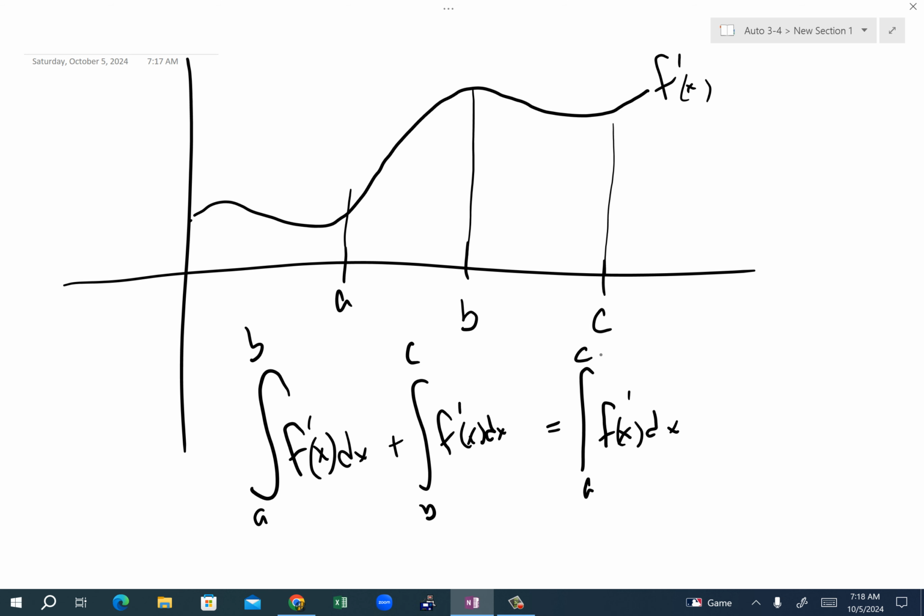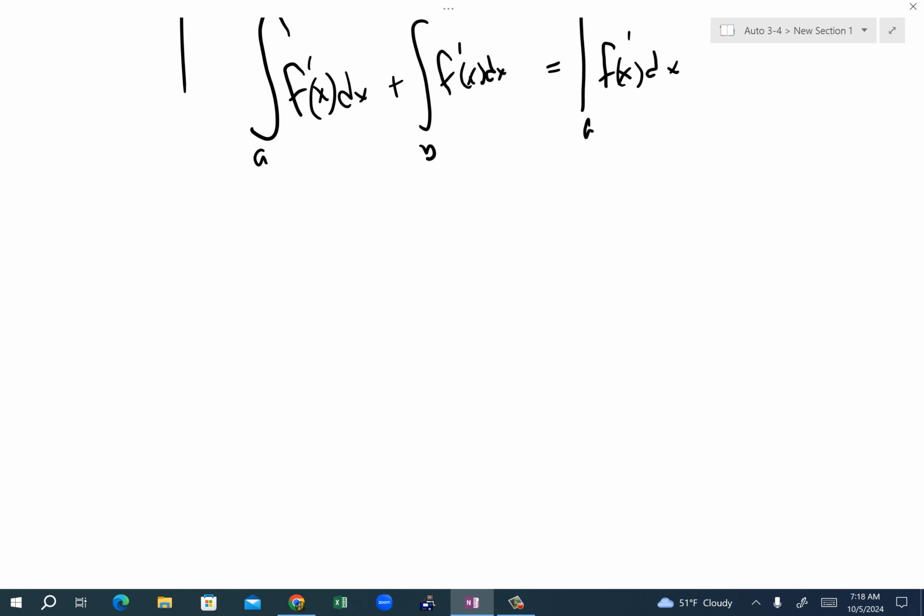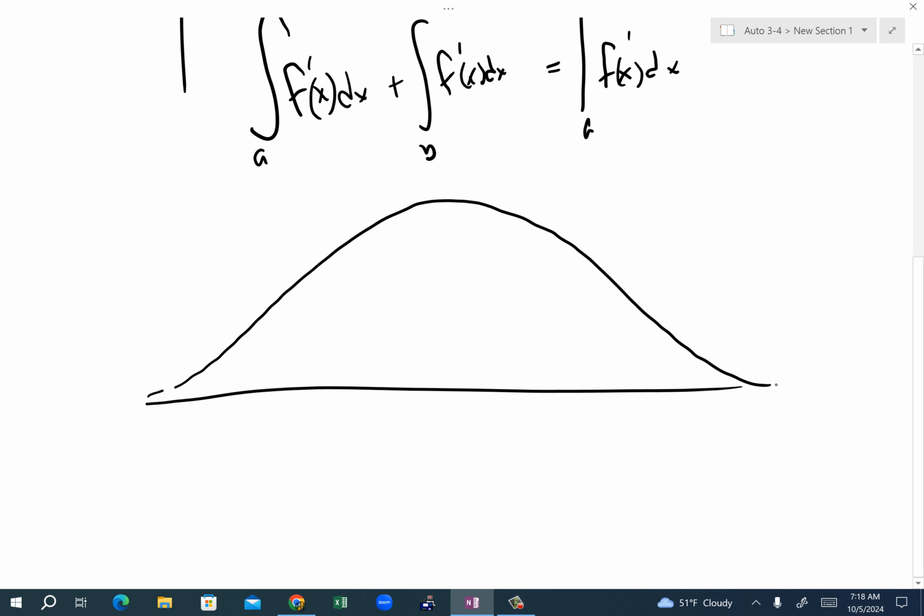I hope that's obvious to you. This area plus this area is the whole area. That is an actual rule that we will use later on. In statistics, if you've had a statistics class, you've seen that in class, and you've used that without even knowing it.